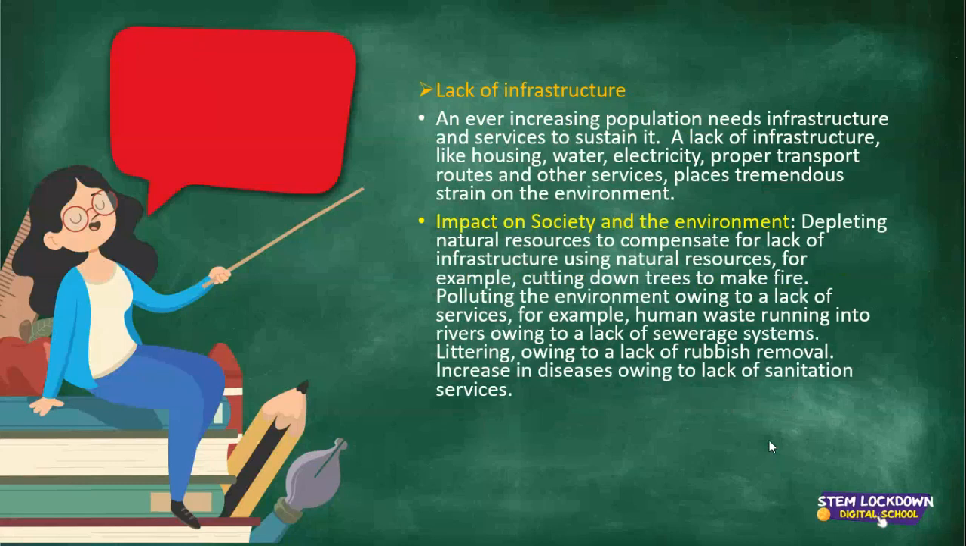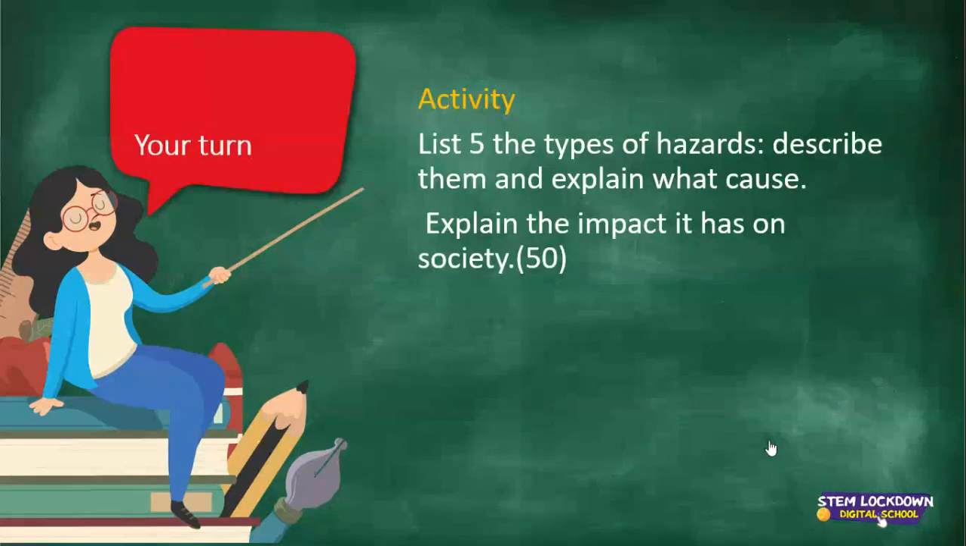So it is your turn now. The activity that you do, just to make sure that you know the different types of hazards and the description, what causes them. You can just do this activity: list 5 types of hazards and then describe them and explain what causes them. So explain the impact it has on society. So you're going to list 5 types of hazards, you're going to describe them and explain what causes them, and then you explain the impact it has on society.